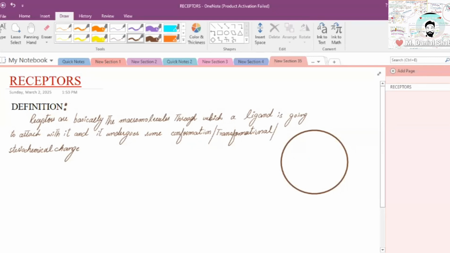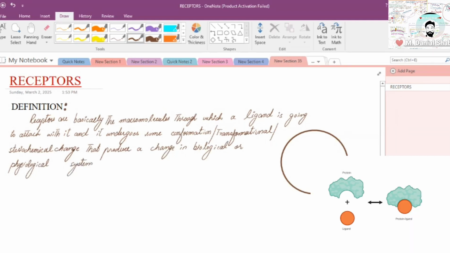Receptors are basically the macromolecules through which a ligand is going to attach with it, and it undergoes some conformational or transformational or stereochemical change that produces a change in the biological or physiological system. Okay, so this is basically the definition of receptor.